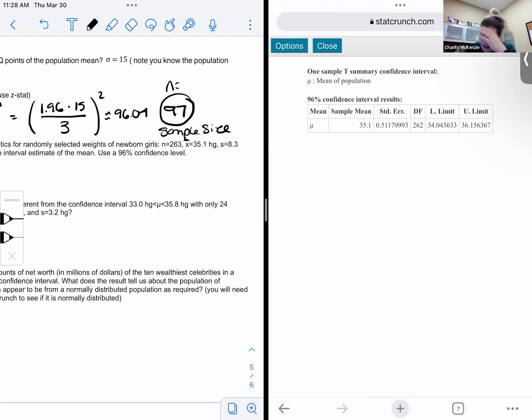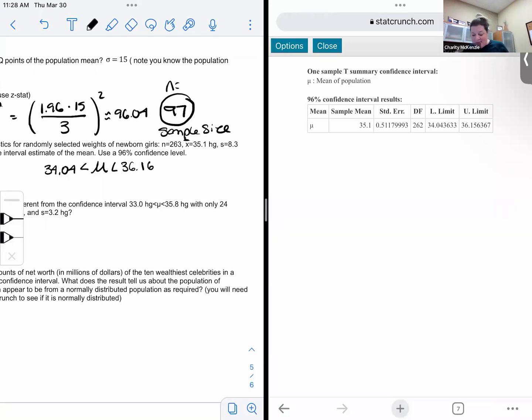When I write this, I have to use the right symbol. So 34.04, we'll just do 2 decimals, less than the fancy mu, is less than 36.16.